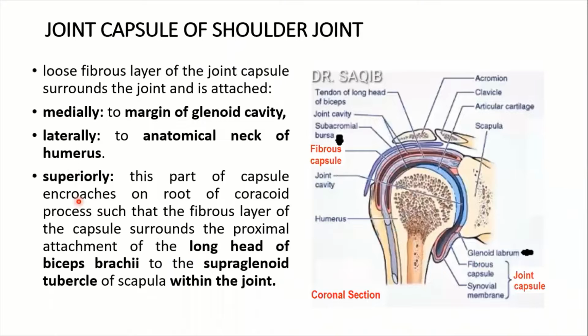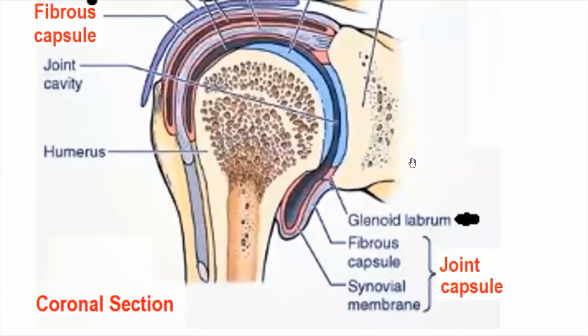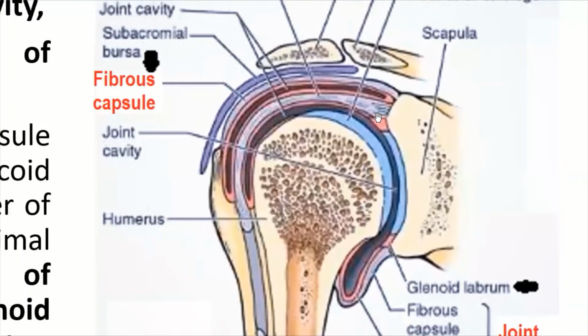So continuing, the loose fibrous layer of the joint capsule, right? Talking about the joint capsule, it surrounds the joint and is attached medially to the margin of the glenoid cavity and laterally to the anatomical neck. Let me show it to you, right? So this is the fibrous capsule. You could see this structure. This is the fibrous capsule.